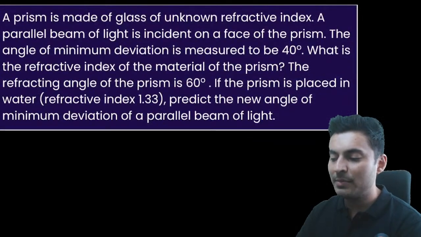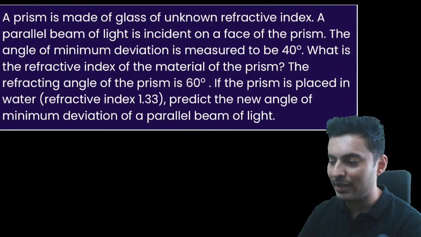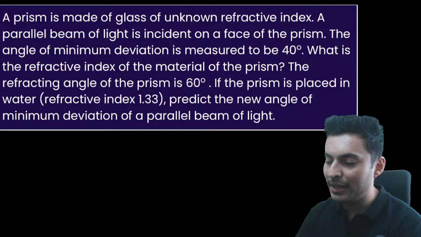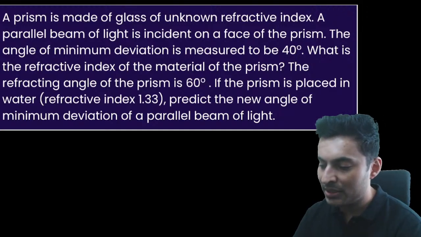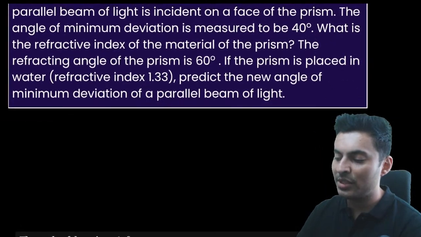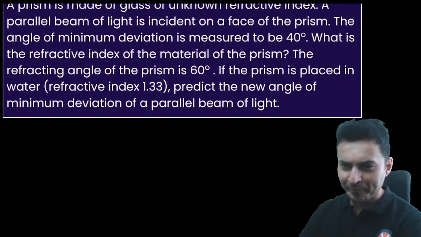A prism is made of glass of unknown refractive index. A parallel beam of light is incident on a face of the prism. The minimum deviation is measured to be 40 degree. What is the refractive index of the material of the prism? The refracting angle of the prism is 60 degree. The prism is placed in water. Predict the new angle of minimum deviation for the parallel beam of light.